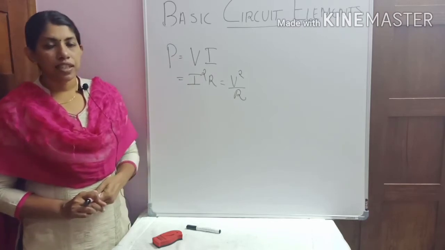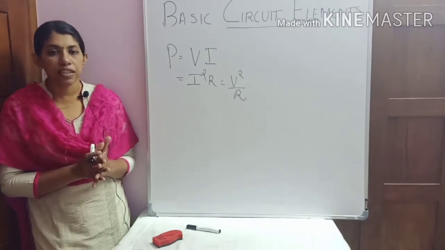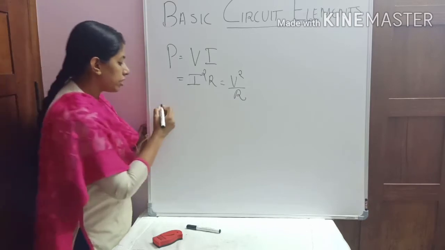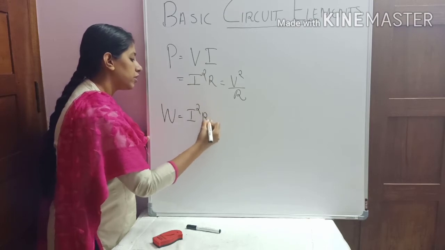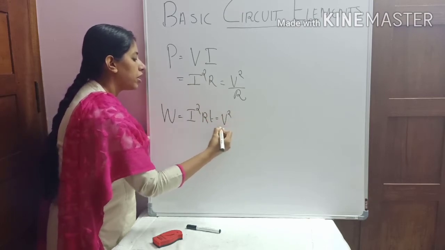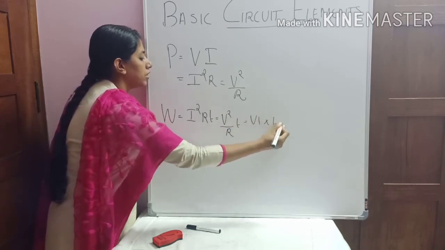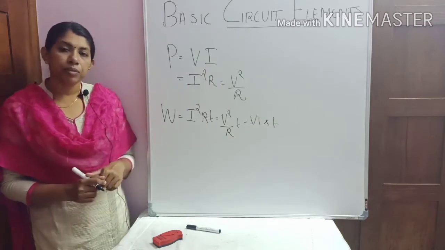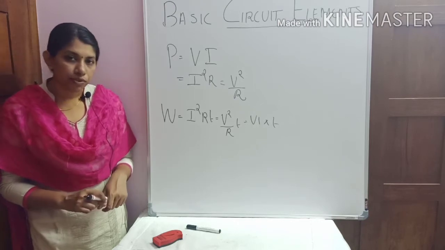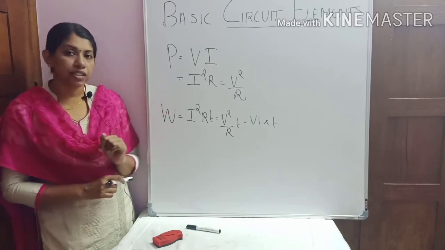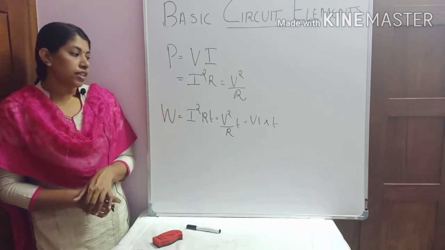Now the power absorbed by the resistor will be dissipated in the form of heat energy. So the energy dissipated by the resistor, W, is given by I squared R into T, or it is equal to V squared by R into T, equal to VI into T. Because we have studied in our previous class that work is given by power into time. Power is the rate of doing work. That is what we have discussed in the last class. So these are the relations we need to remember while studying about resistors.